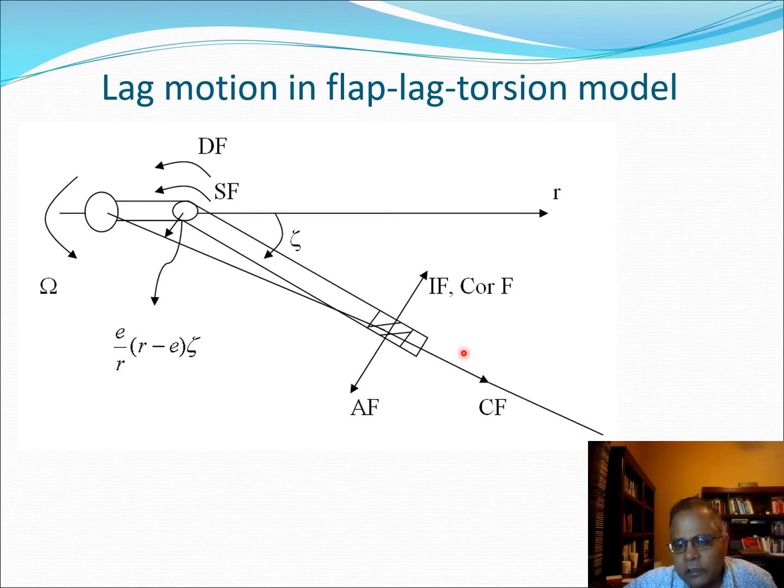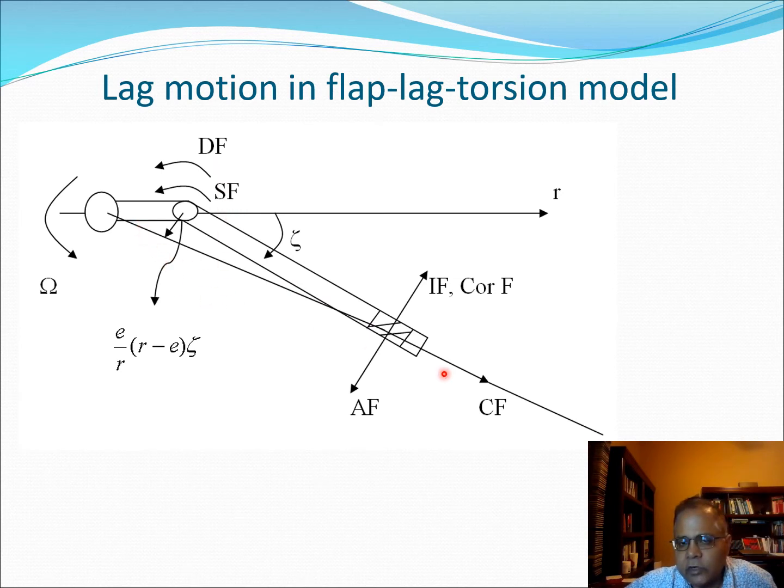Now let's look at the lag. Now recall again from our previous derivations, the lag blade here, and the lagging blade has the IF, the CF, and the AF, and the Coriolis force also comes in because of the presence of coupling between flap and lag motion here. Okay, we also have the usual spring force. We introduce a damping force here also.